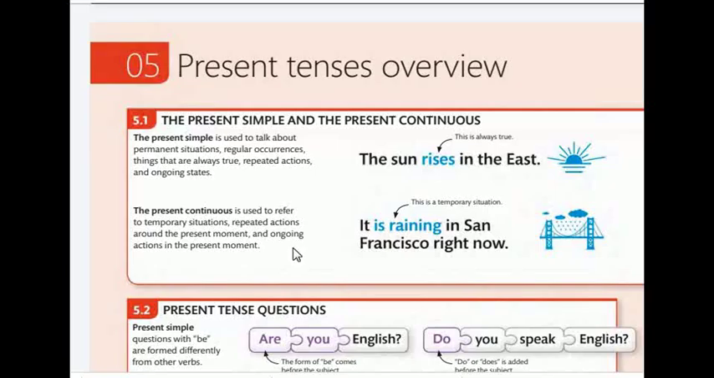The present continuous is used to refer to temporary situations, repeated actions around the present moment, and ongoing actions in the present moment. For example, it is raining in San Francisco right now. It is not a permanent situation. It is a temporary situation.